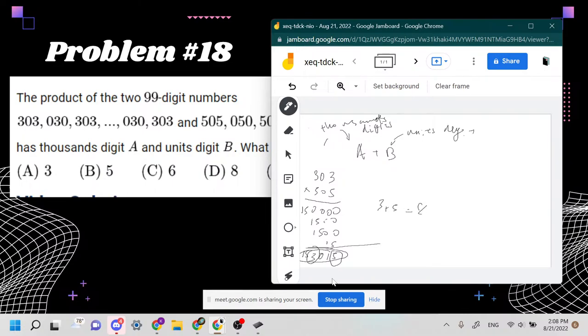So this problem is not testing you if you know 3 plus 5, and it's not testing if you can identify the thousands or units digit. It's just testing if you know these tricks to figure out the thousands and units digits of the product. It's one of these shortcuts, so the answer would actually be D.